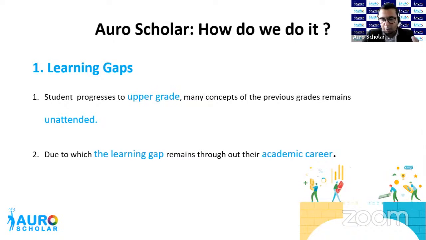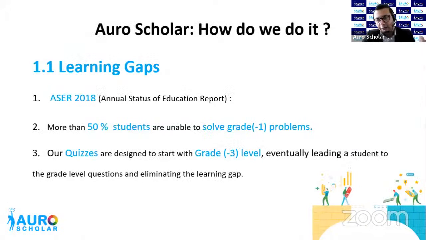Now, we can also see in the USA's report of 2018 that more than 50% of the students are unable to solve grade -1 problems. The report was of 2018, and after that, the COVID-19 situation happened. Now we can imagine that these gaps were already there even before the pandemic. Now it has gotten worse. So it is really important for us to make sure that maximum students are participating in this program.